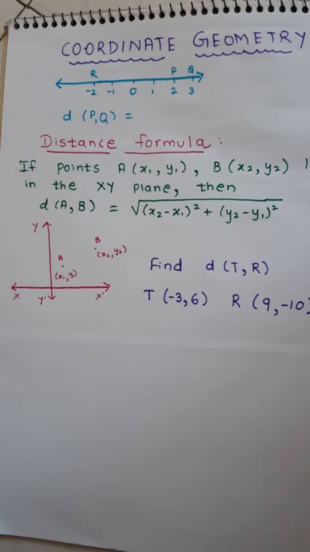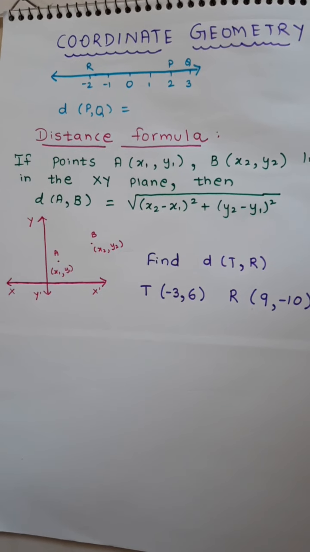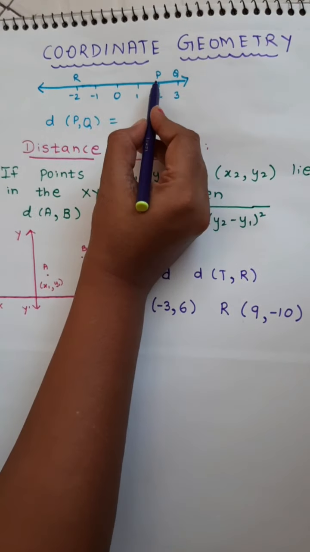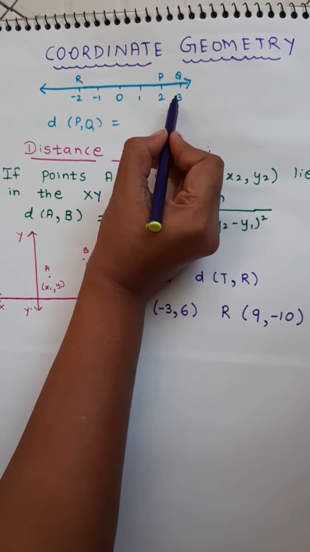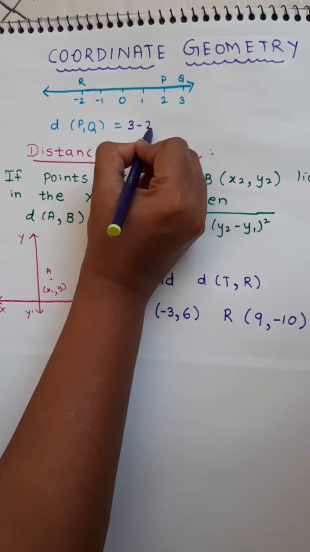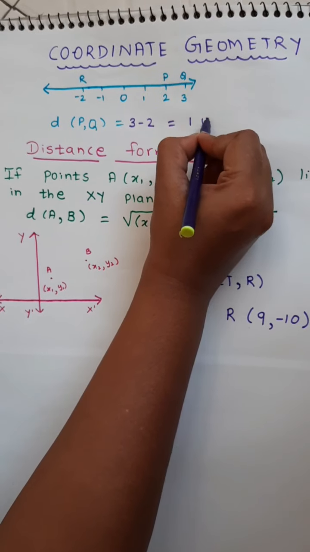Okay, now in the previous standard you have seen how to find the distance between 2 points on a number line. So if I have to find the distance between the points P and Q, then I'm going to do it the greater coordinate minus the smaller coordinate. So it's going to be 3 minus 2 and it's going to be 1 unit.